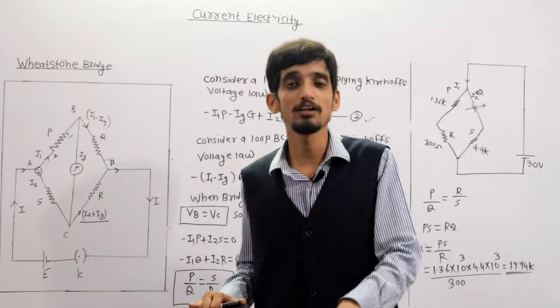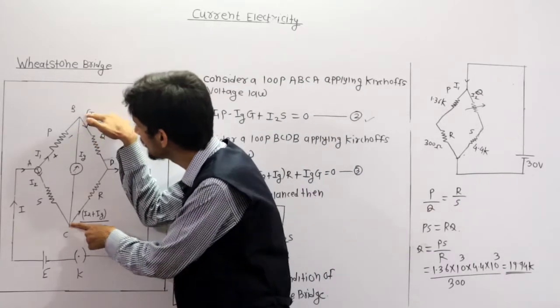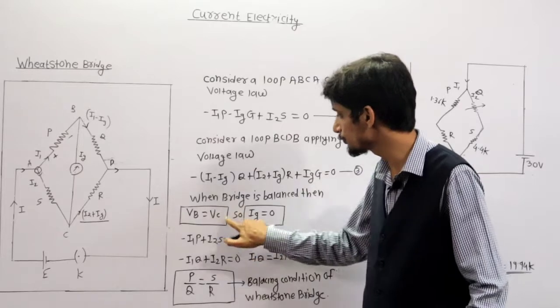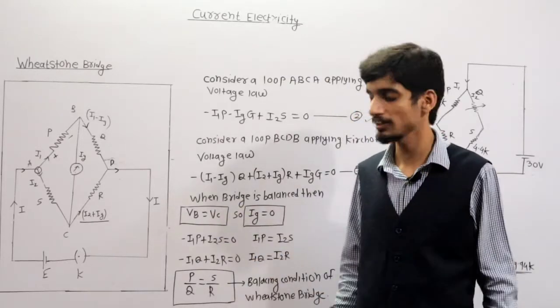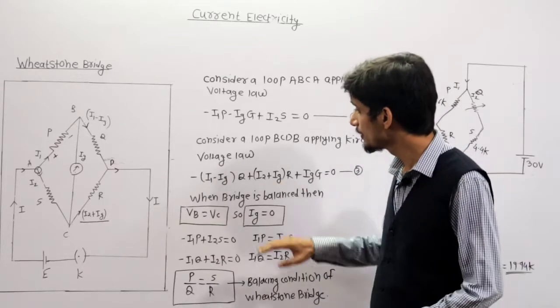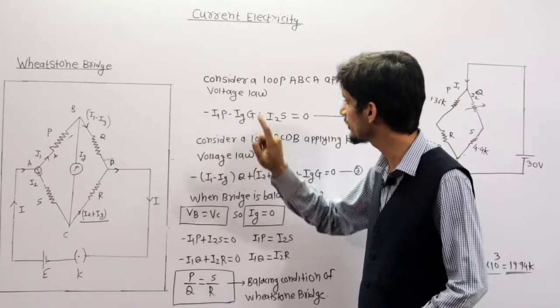So if we want the current in the galvanometer to be 0, then definitely point B and point C should be at the same potential. It means VB is equal to VC. This is the balancing condition. So Ig is equal to 0. Now substitute Ig equal to 0 in equation number 2, so that this second term will cancel out.